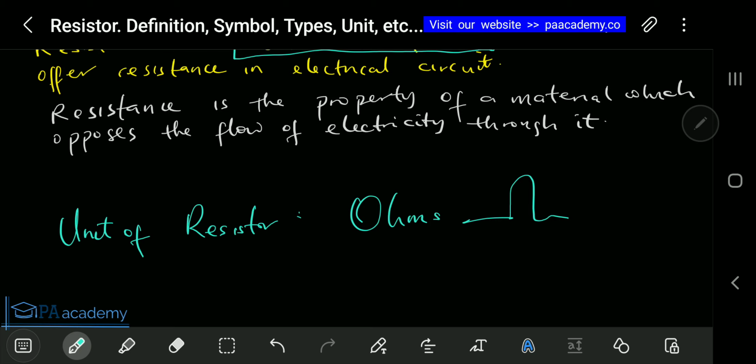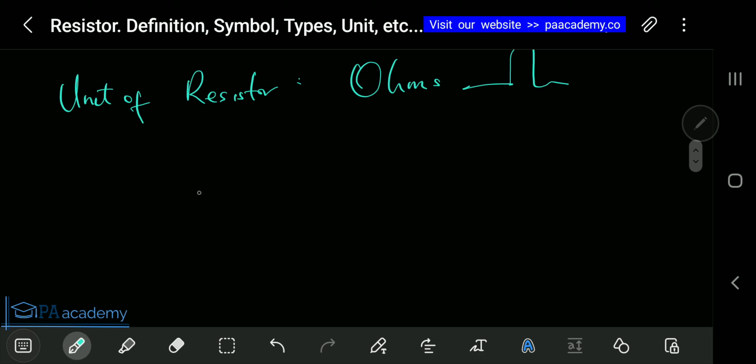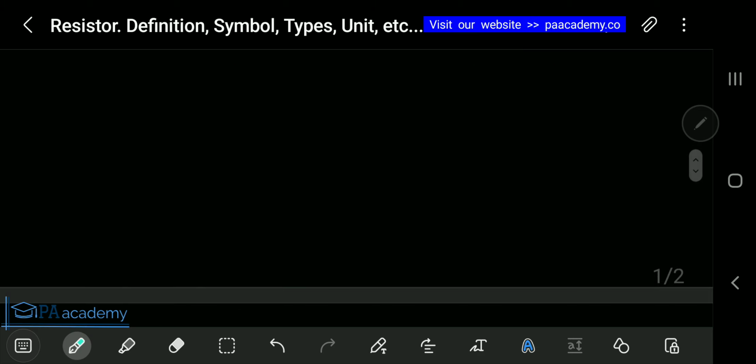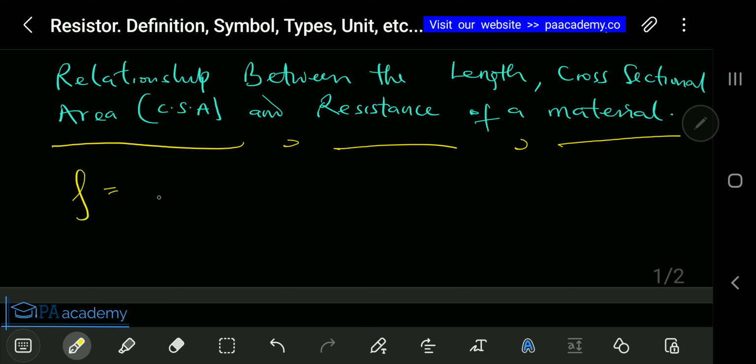All right, before we round up this part of the video, another thing I want to talk about is the relationship between the length, the cross-sectional area, and the resistance of the material. If you're asked what the relationship between these things is, there is a formula that relates all of them together. The formula is resistivity equals RA over L, where this symbol is what we call resistivity.